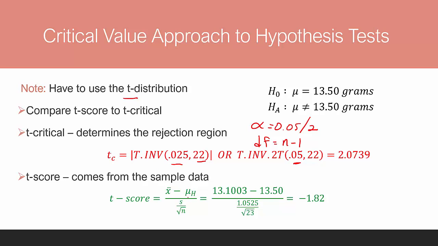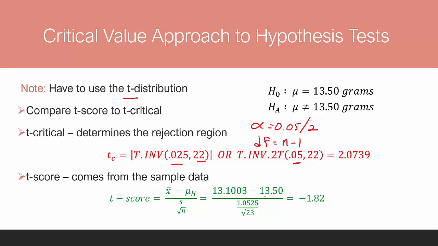In this case, mu is going to be the mu from the null hypothesis. So I put mu sub h to remind myself that this is a hypothesized mean. Divide by the standard error, s over the square root of n. From descriptive statistics, we calculated the sample mean to be 13.1003. Our hypothesized mean is 13.5 because the company claims that on average, those bags are filled to 13.5.